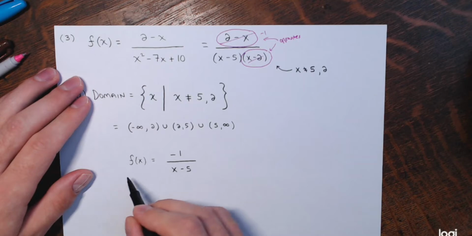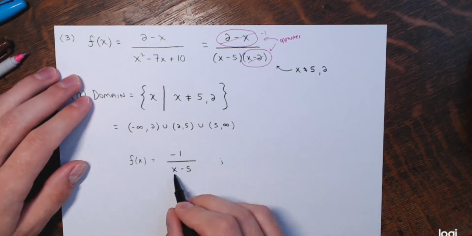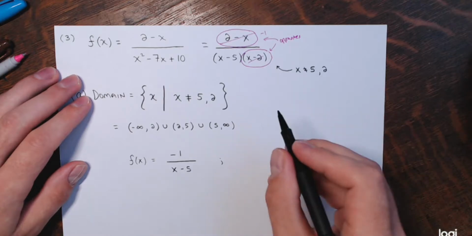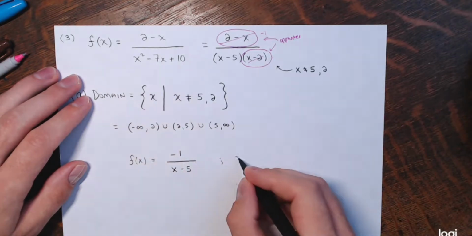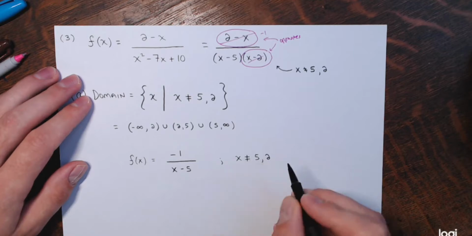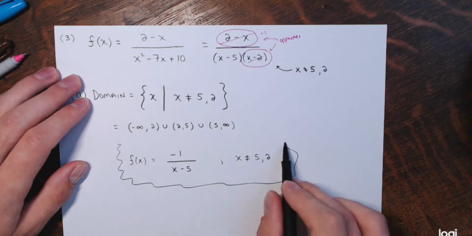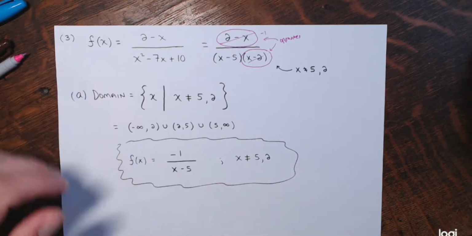And when I go and solve equations, I'll use this. But you have to remember that, yes, it looks like I can plug in 2, but I can't because of the way the function originally looked. x still can't be 5, and it still can't be 2.